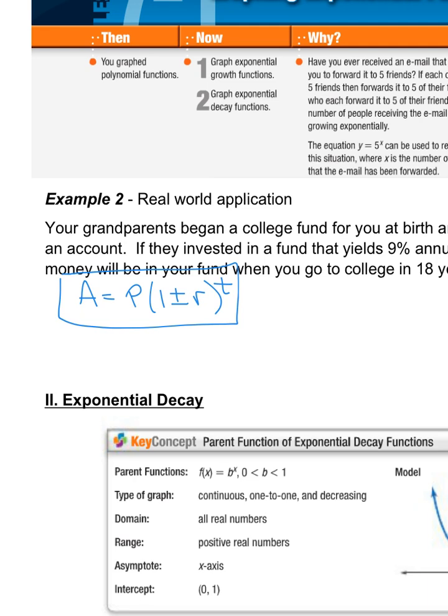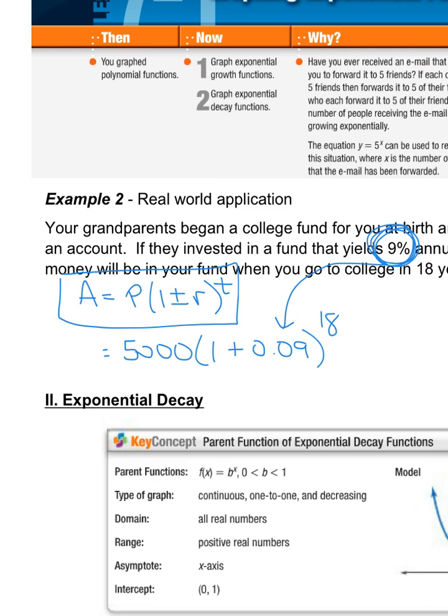All right? So keep that in mind moving forward. So in this problem, our principal amount is going to be $5,000. That's what our grandparents gave us to invest. We're investing at an annual rate of 9%. Okay? The one thing to keep in mind, when you're always given it as a percent, it needs to go in your equation as a decimal. Okay? And then your power is going to be 18.